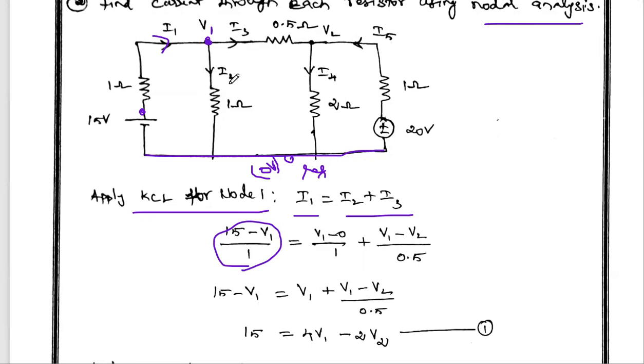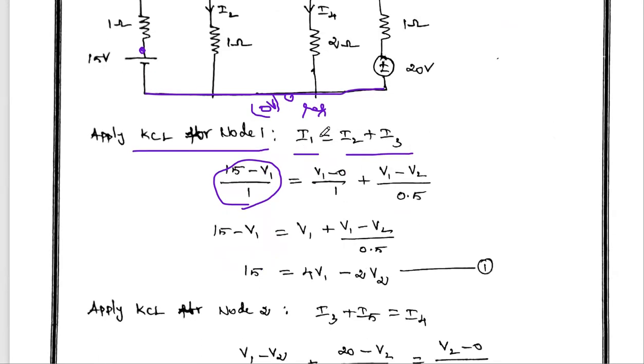Similarly, I2. For I2, you see the current flowing through this 1 ohm resistor. So what is the starting node voltage? V1. What is the ending voltage? 0. So (V1 minus 0) divided by 1. Similarly, I3 is the current flowing through this 0.5 ohm resistor. For the 0.5 ohm resistor, one end voltage is V1 and the other end voltage is V2. So (V1 minus V2) divided by, sorry, the resistance value 0.5.